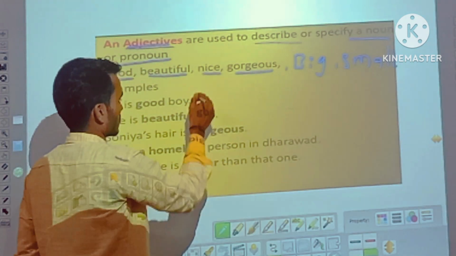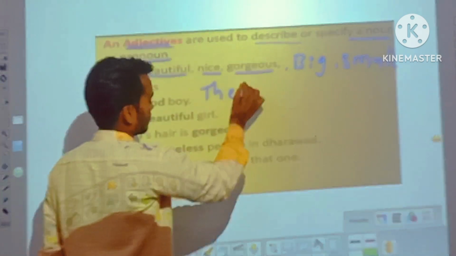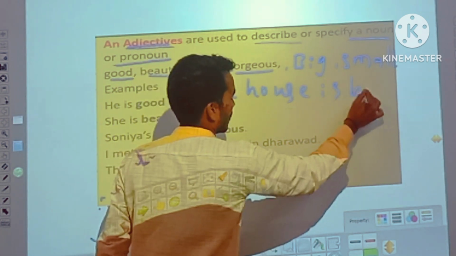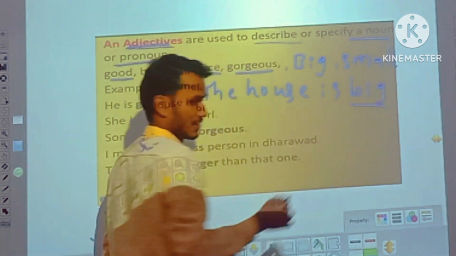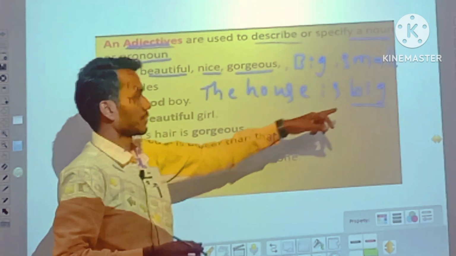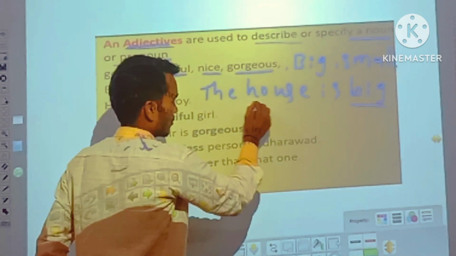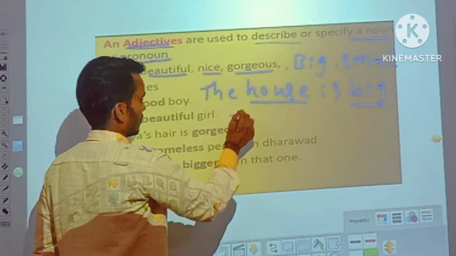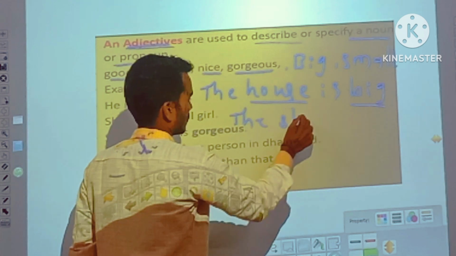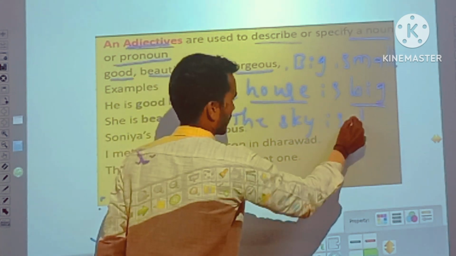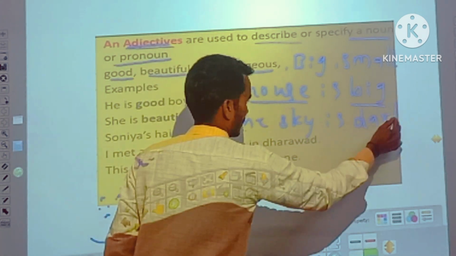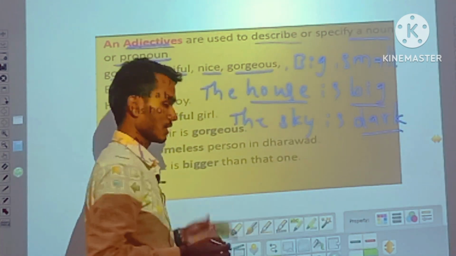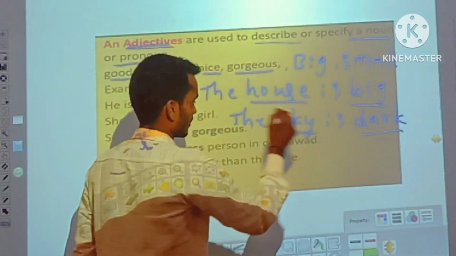For example, if I say the house is big, here big is an adjective. Why? Because it modifies the noun, that is the house. Then the sky is dark. Here dark is an adjective because it modifies, describes the noun sky, right?